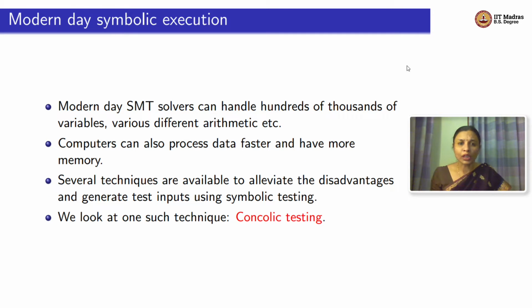So there are several workarounds. One is, of course, expansion of computers, as I told you, and modern SMT solvers being able to solve a lot more constraints with new decidable theories, and computers being able to process data faster. And there are several symbolic execution techniques themselves that work around symbolic execution to be able to use it to the best possible extent. One such technique that we will see is Concolic testing.